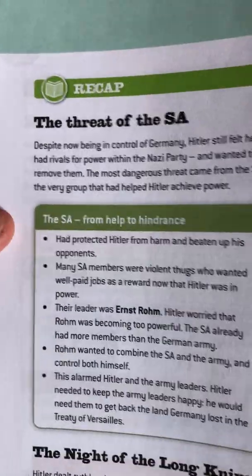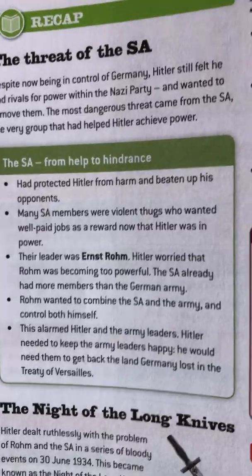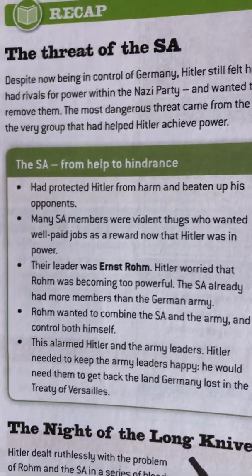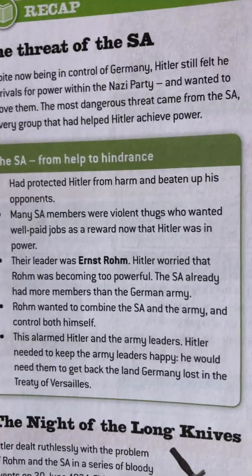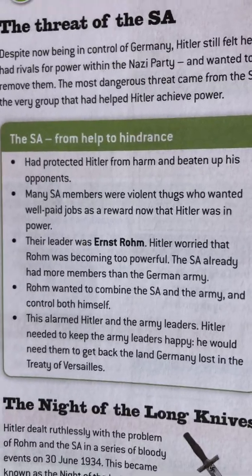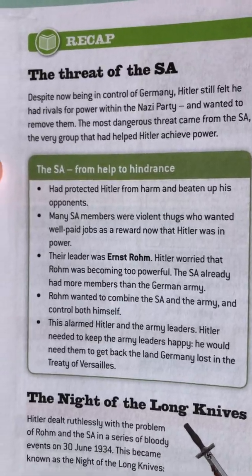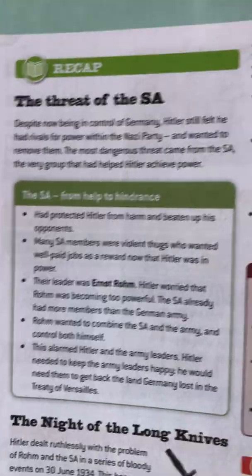So, the threat of the SA. Remember, the SA was the military wing of the Nazi Party. They were sort of like the street thugs. They'd carry weapons, they'd march in uniform, they'd break up rival meetings, and they'd provide law and order on the streets as long as the Nazi Party agreed with you.